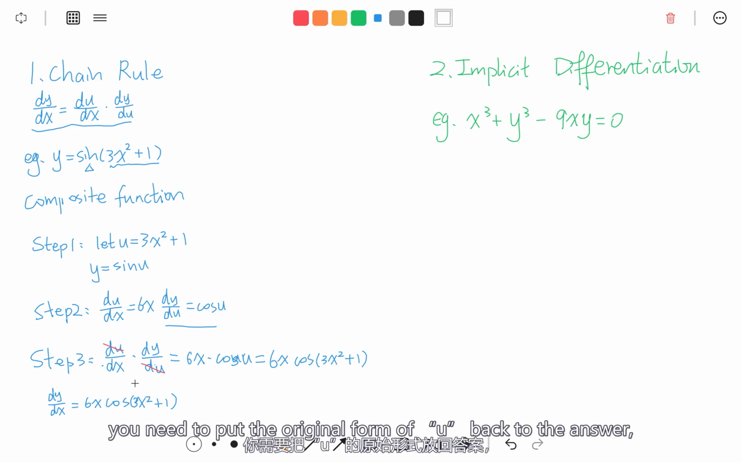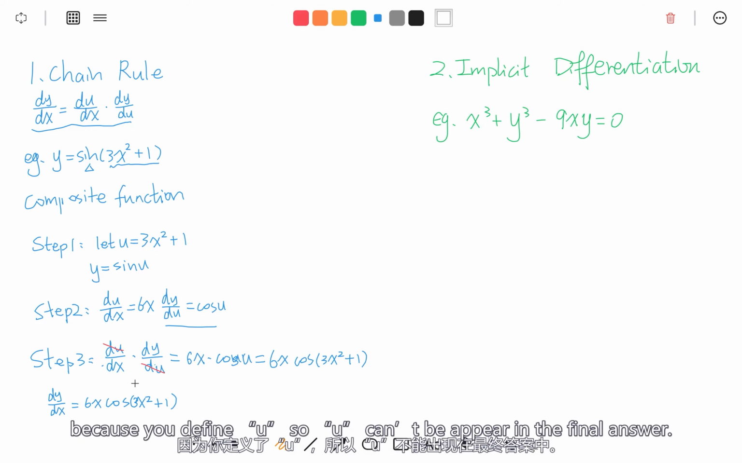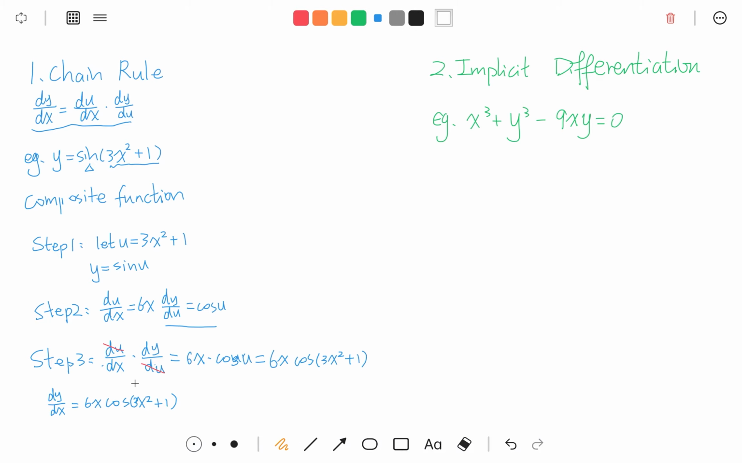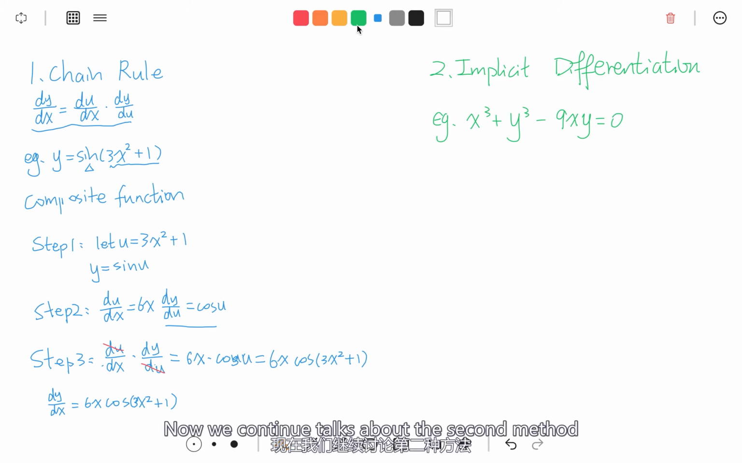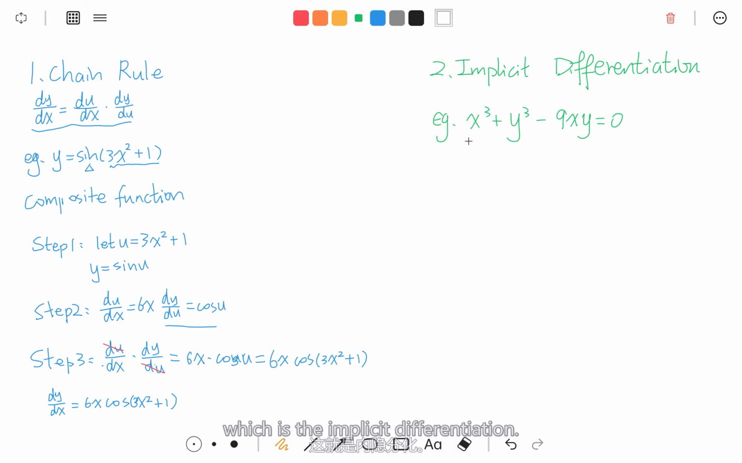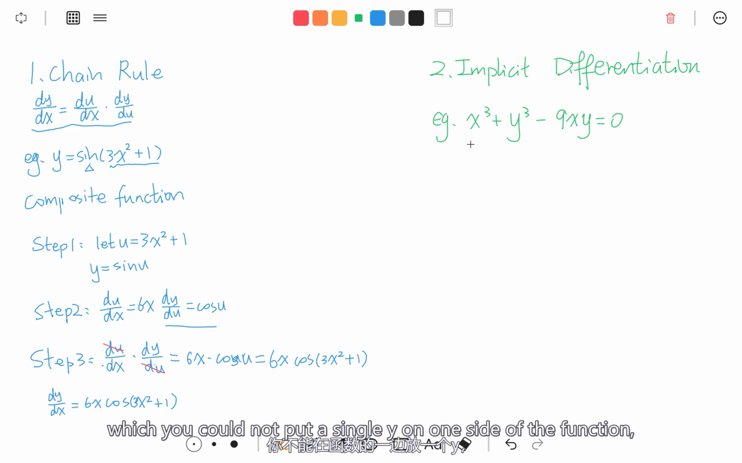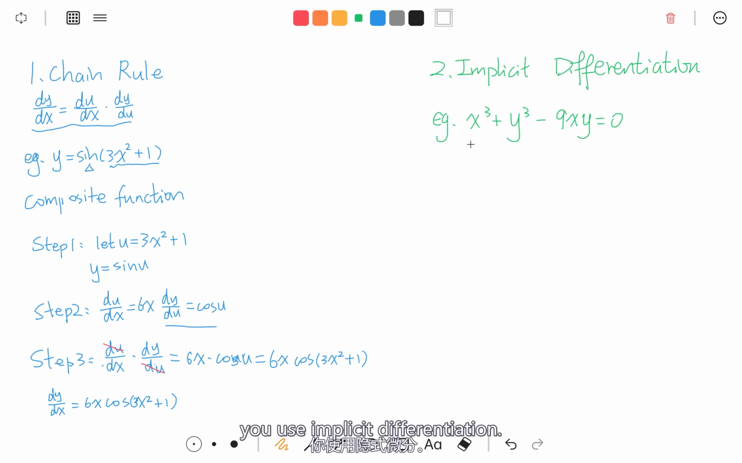Remember, you need to put the original form of u back into the answer, because you defined u, so u can't appear in the final answer. Now we continue to talk about the second method, which is implicit differentiation. When we face some functions where you could not put a single y on one side of the function, you use implicit differentiation. Here's an example.